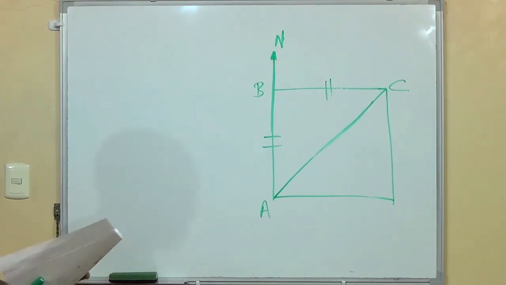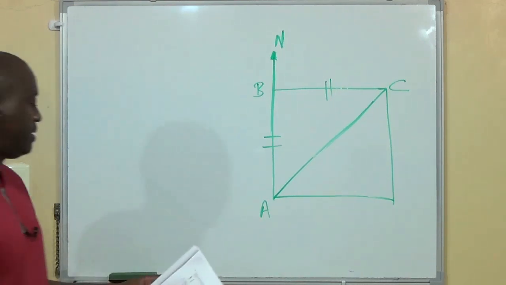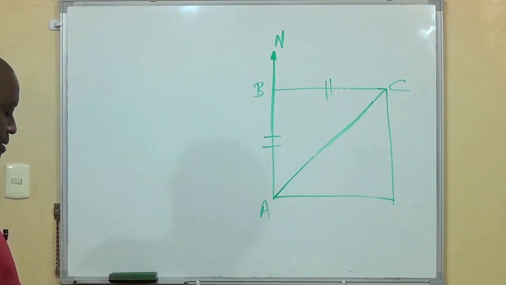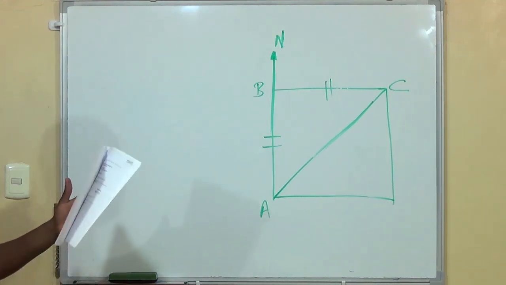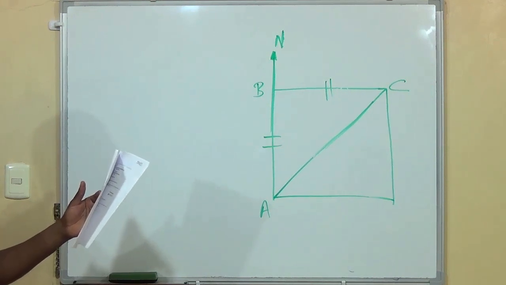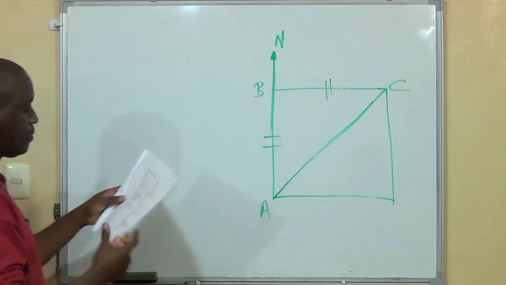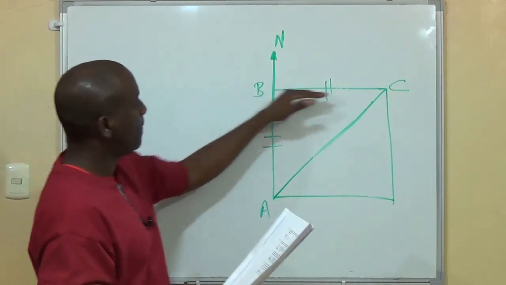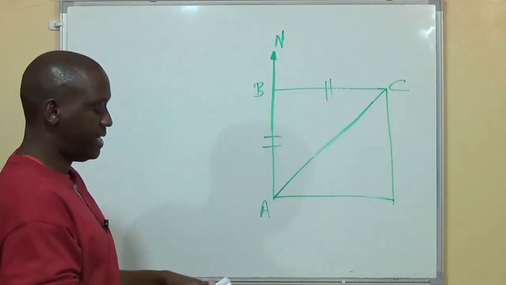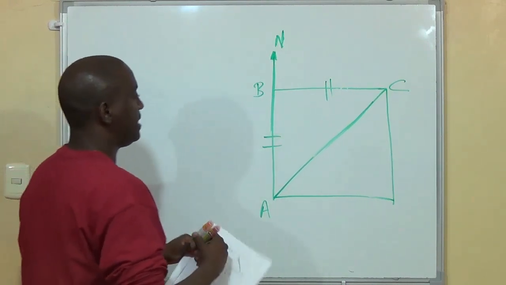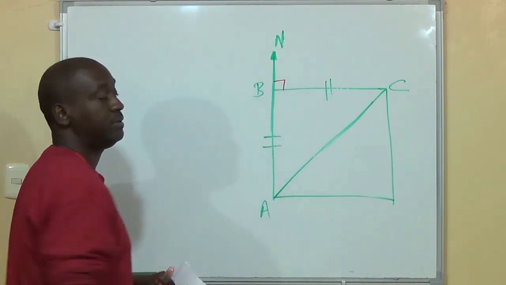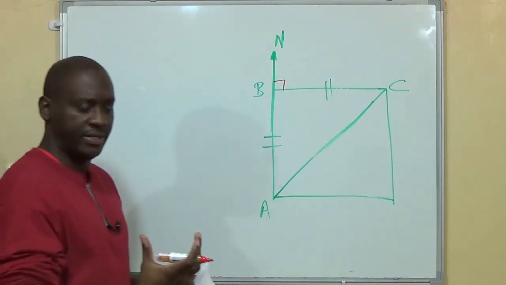Alright, let us investigate. So they tell us that B is due north of A, and we see that on the line there. We have the arrow there. C is east of B. What does that mean? C is east of B tells us immediately that this is a right angle. That is the whole purpose of saying that.